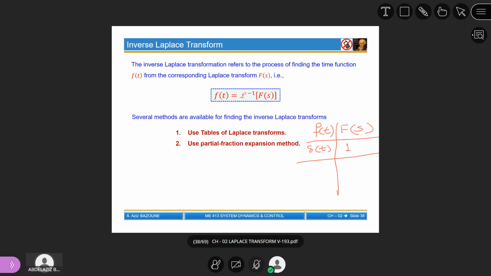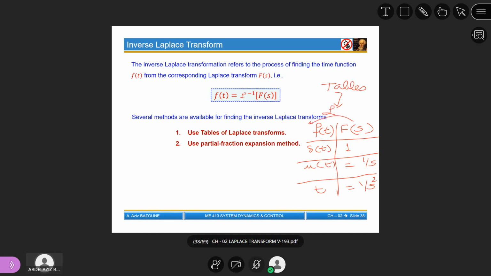For step input u(t), the Laplace transform is 1 over s. For ramp input t, the Laplace transform is 1 over s squared, and so on. So you can go to your tables and see the Laplace transform. Once you know the Laplace transform of f, you will be able to know the inverse Laplace transform.